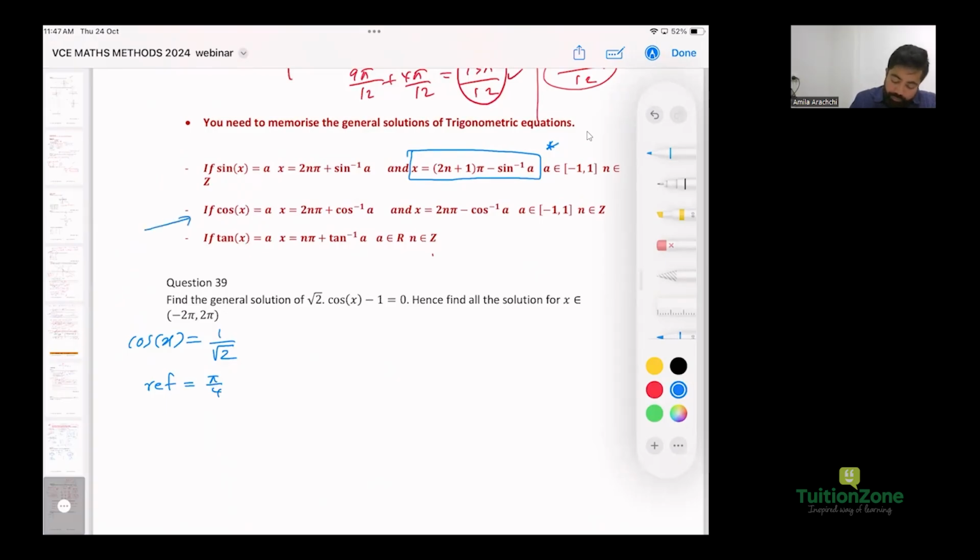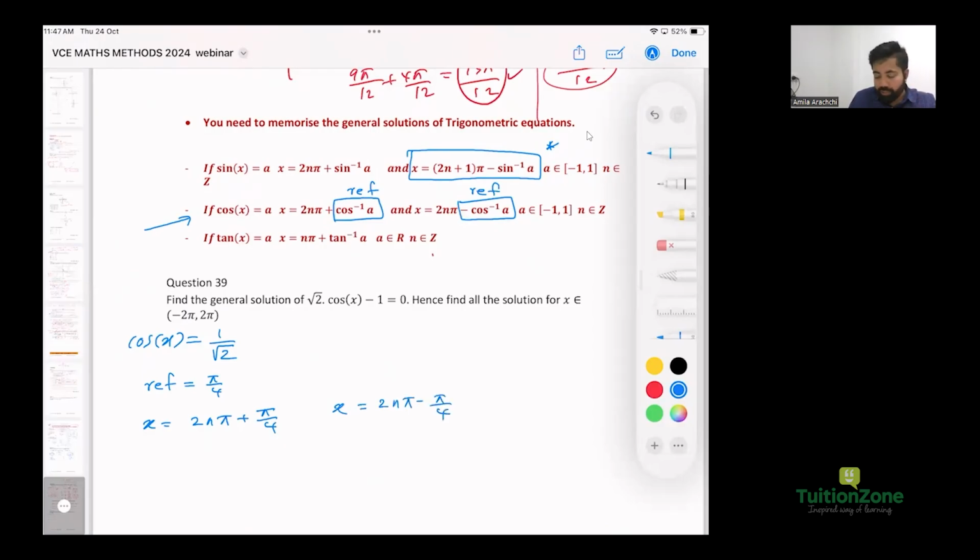And then once we do that, then we need the cos. We got two equations. X is equal to 2n pi plus cos inverse A, or 2n pi minus cos inverse A. This section is your reference angle, which is, in this case, pi over 4. So replace that with pi over 4. X is equal to 2n pi plus pi over 4, or x is equal to 2n pi minus pi over 4.